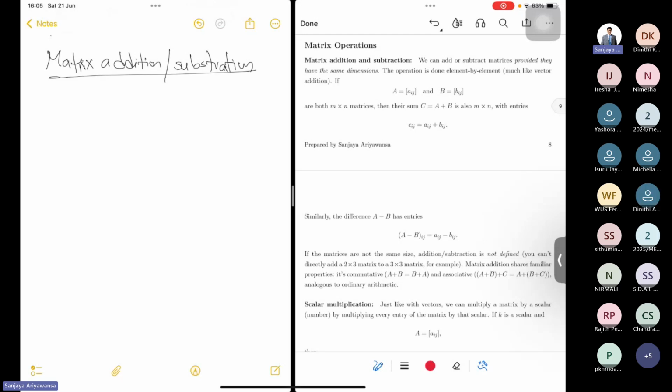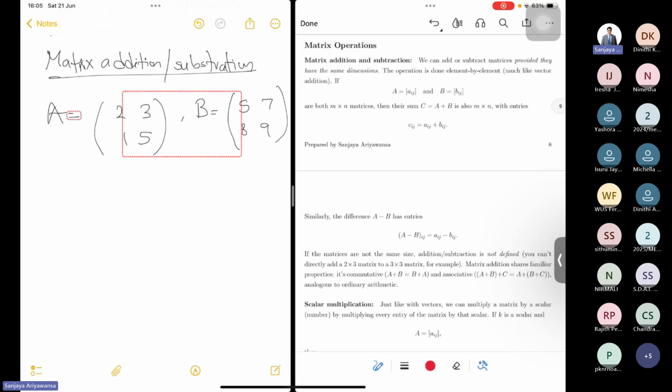So let's take a matrix. For example, let's take A equals 2, 3, 1, 5, and you're taking another matrix B, 5, 7, 8, 9, right? So what do I want to calculate? I want to calculate A plus B. So what do I do? I add the corresponding components.